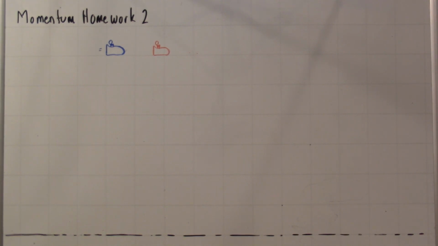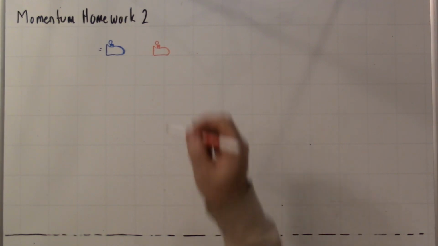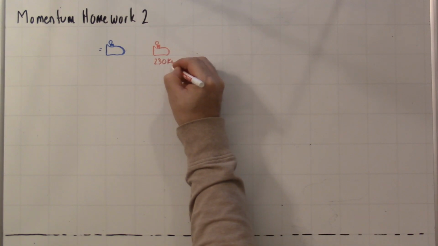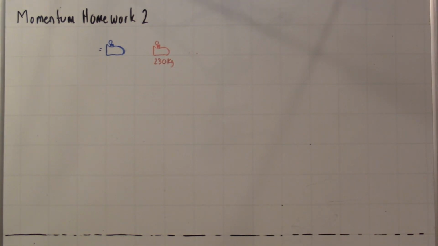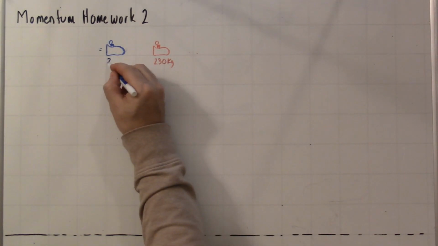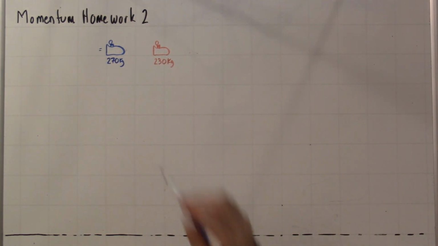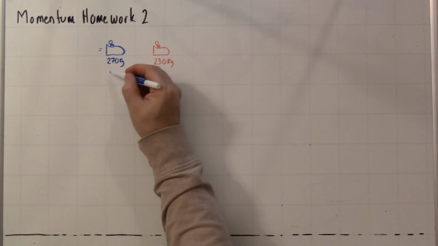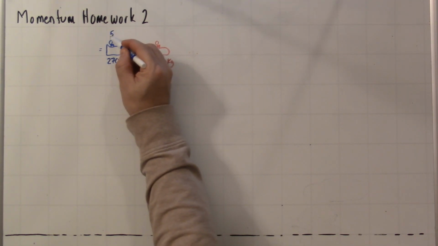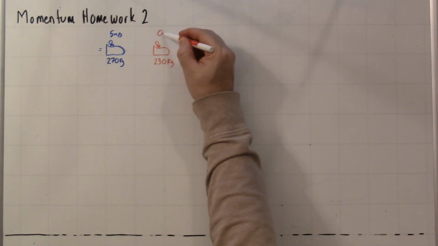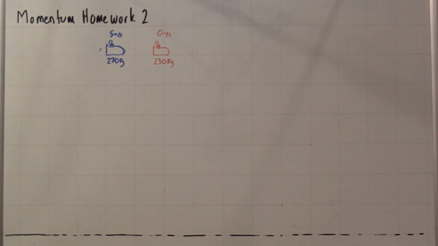Sitting at rest, okay? Now, interestingly enough, it says that the mass of the red one is only 230 kilograms. The mass of the blue one is 270 kilograms. This guy's moving to the right at 5 meters per second. And this guy's at rest. So this is the initial state.